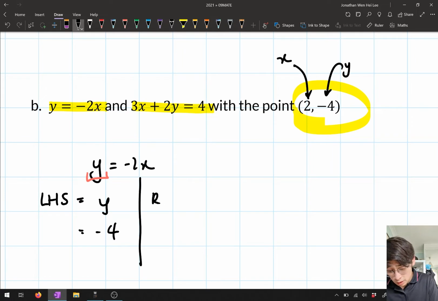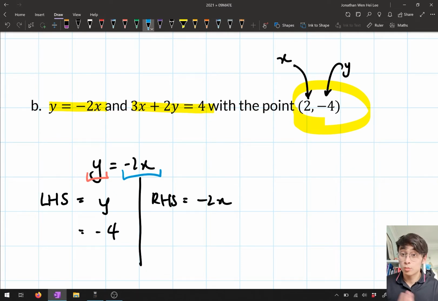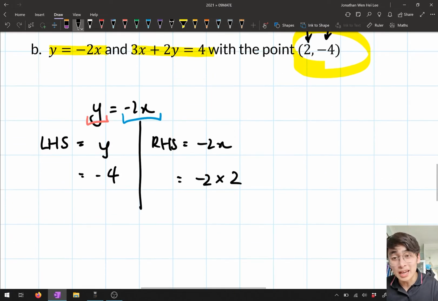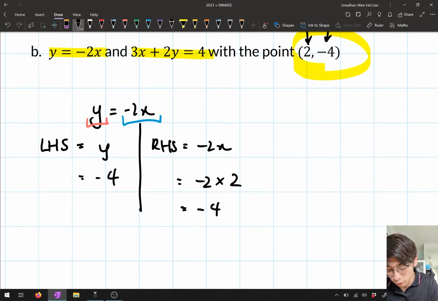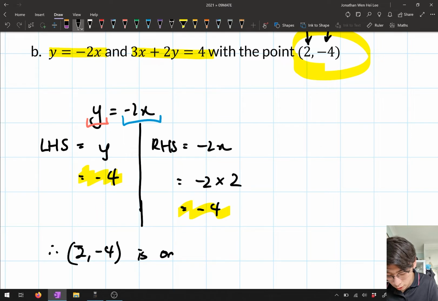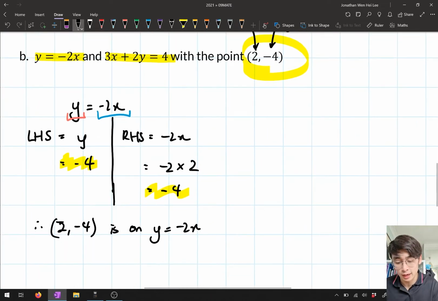Okay, good. My right-hand side is -2x. So here that's the -2x. I'm going to replace x with 2. So this becomes -2 times 2. -2 times 2 will give me -4. And here we've got the same value on both sides. So therefore (2, -4) is on y is equal to -2x. Great, that's my first line done.